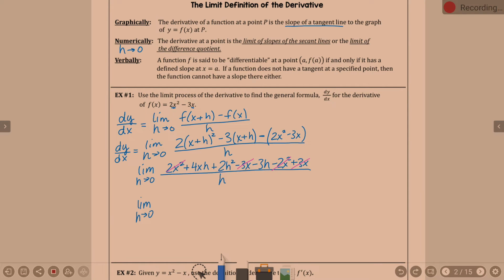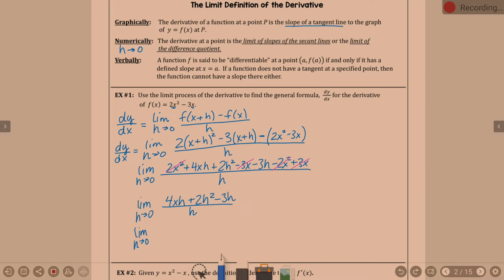Limit as h approaches 0 of 4xh plus 2h squared minus 3h all over h. If you wanted to go ahead and factor the h out as you go, then you can cancel. Usually I just cross out all the h's, but I keep in the back of my mind that I have to do it correctly. Proper notation is important here, and that's why, as much as I want to just go cross, cross, cross, I try to avoid it.